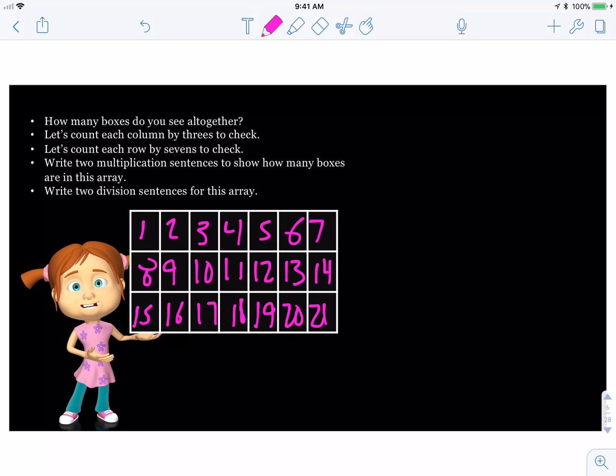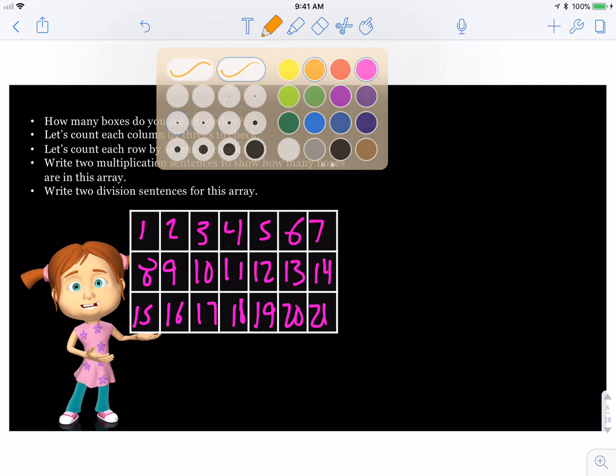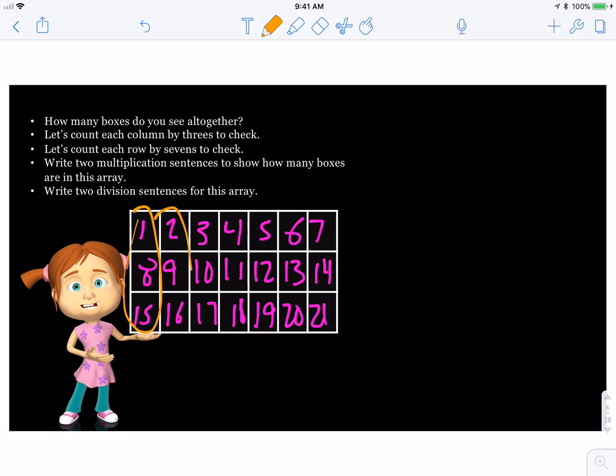Okay, how many boxes do you see altogether? There are 21. Let's count each column by threes to check. So we have 3, 6, 9, 12, 15, 18, 21. Okay, let's count each row by sevens to check. 7, 14, 21. So we know we have 21 boxes, and it's made up of 7 columns, 3 rows.